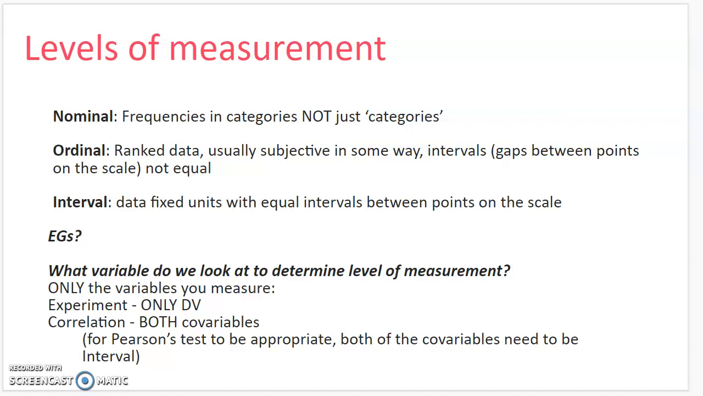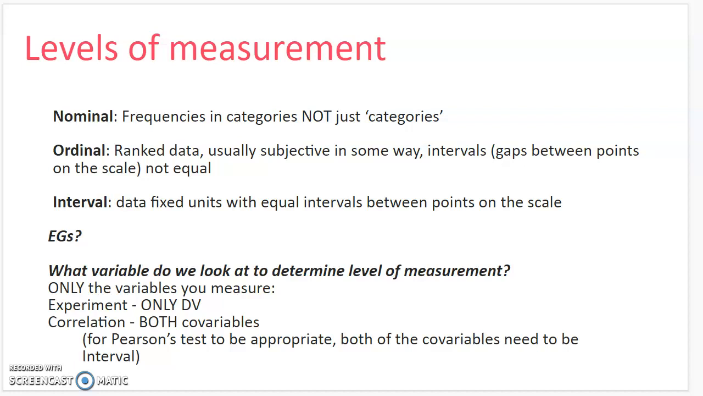In terms of deciding which level of measurement you've got, if it's an experiment, you need to look at the dependent variable only. A lot of students fall into the trap of saying, oh, you've got 2 different conditions, therefore you've got categories, therefore it must be nominal. That's not the case. You need to identify what is the dependent variable, what is it that they're measuring, and look at that and make your decision.